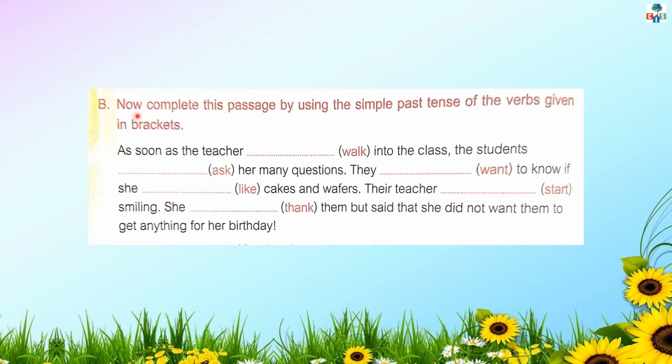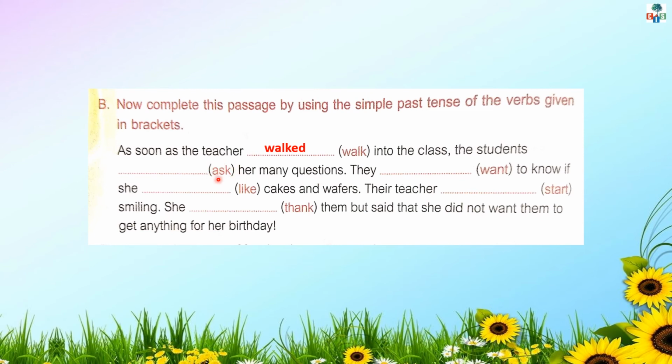Exercise B. Now complete this passage by using the simple past tense of the verbs given in the bracket. Children, first what you have to do, you have to read the passage and use the simple past tense of the verbs given in the bracket. Let's see what's in the passage. As soon as the teacher dashed into the class. Now here in the bracket, the verb given is walk. So the past tense of the verb walk is walked.